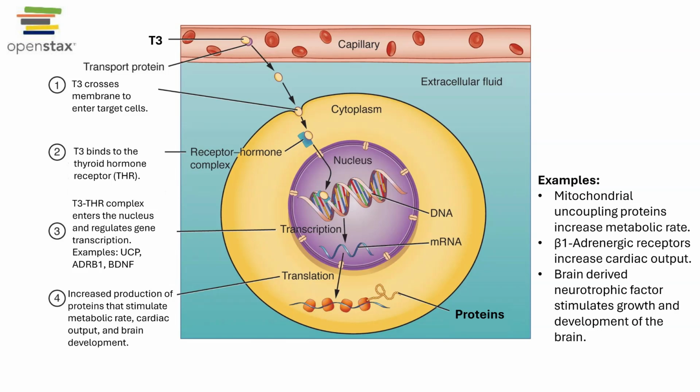The sympathetic nervous system increases cardiac output through adrenergic receptor activation. T3 increases the number of beta-1 adrenergic receptors in cardiac muscle. This makes the heart more sensitive to norepinephrine and epinephrine. Brain-derived neurotrophic factor supports brain development by promoting neuronal growth and survival.